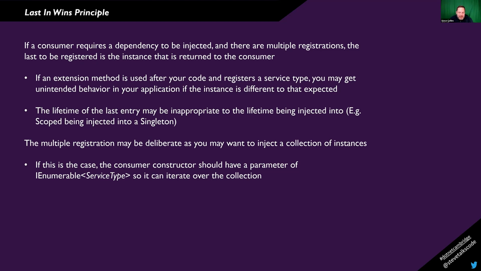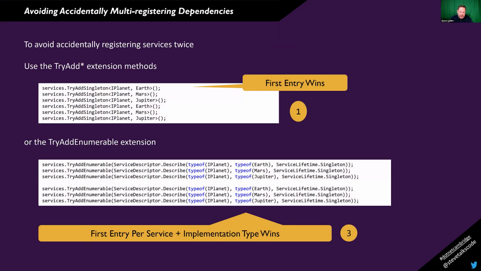Now, it may be that, as I mentioned just now, you deliberately want multiple implementations. But if we do want to avoid accidentally registering multiple services, then there are two out-of-the-box ways to get around this. The first is to use the TryAdd methods, where the first registration is kept and subsequent registrations are ignored, a bit like TryAdd on the IDictionary, for example. So we flip from a last in wins to a first in wins, in that if something already exists, it just says, I'm not going to register you, go away.